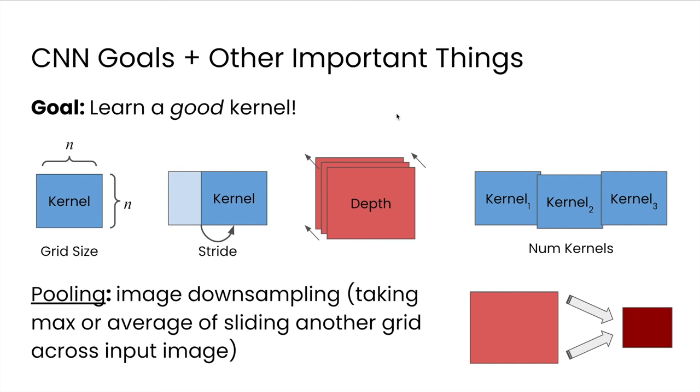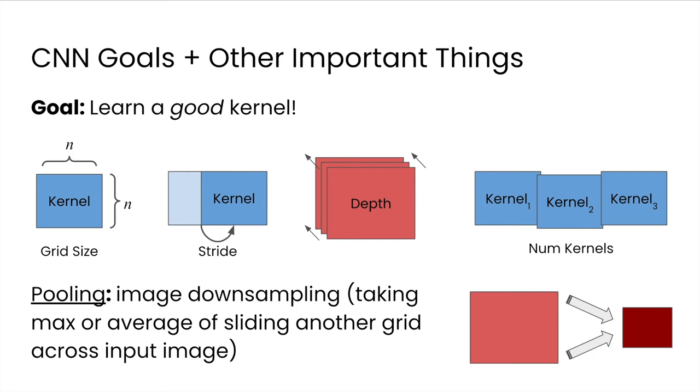So there's different parameters also involved. For example, what's the size of the kernel, or how are you going to move through the input? How are you going to skip? That's called stride. There's also depth, which is the dimensionality of the data. For example, if you have an image that is color based, there's going to be different channels, like the red channel, the green channel, and the blue channel. And you might also have a lot of kernels. That's another parameter. And then there's also the concept of pooling, which is essentially image downsampling. So you would take, for example, the average or the maximum value of a specific grid. It's very similar to the whole kernel process, and that would reduce the dimensionality.